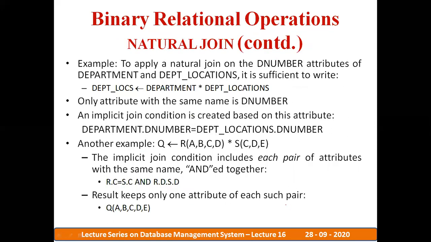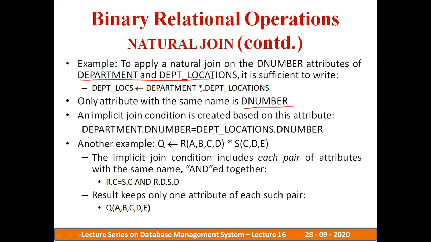Now let us see one example. To apply the natural join on the D number attributes of the department and the department location, it is sufficient to write department natural join with the department location, because the attribute name is the same in both the department as well as the department locations. The only one attribute that is the same is D number, in department as well as the department location. So what it means is an implicit join condition is created based on this attribute.